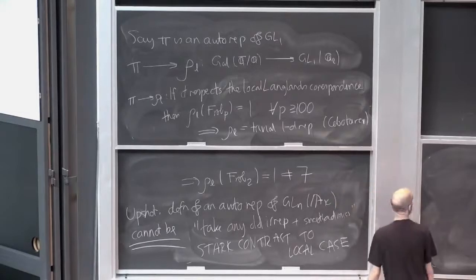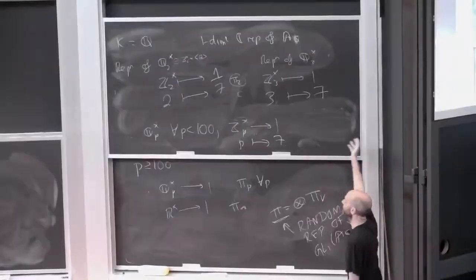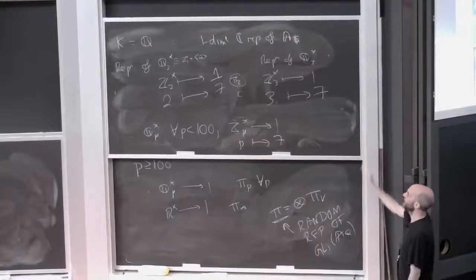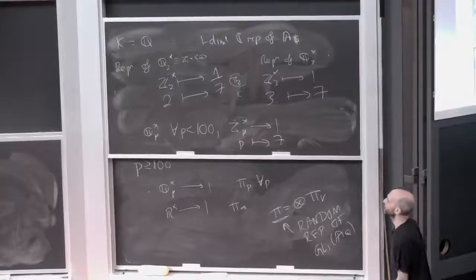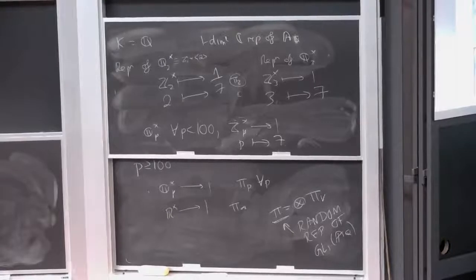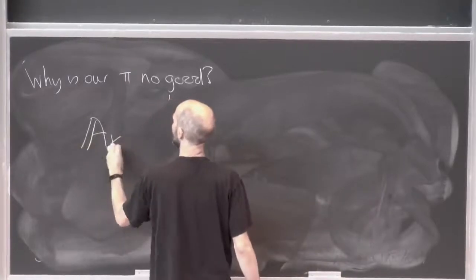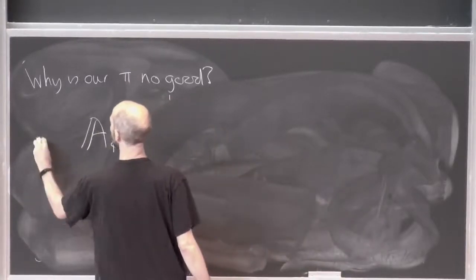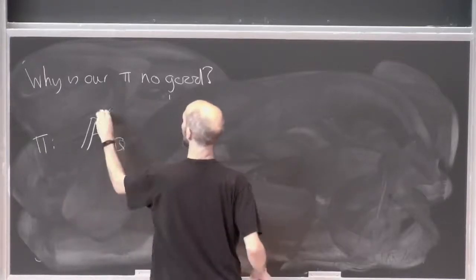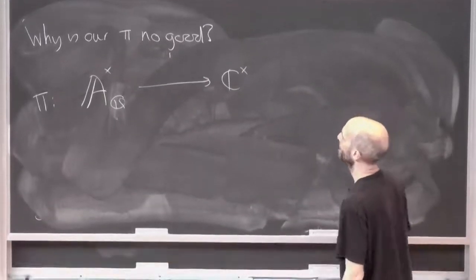So let's go back to GL1. Why didn't this work, right? This was definitely a construction of an irreducible representation of GL1 of the adeles of Q, right? So why is our pi no good in this GL1 case? What I've done is I'm defining a map. This representation, this pi, is a map from A_Q star to C star, right? That's what a one-dimensional representation is. Okay?